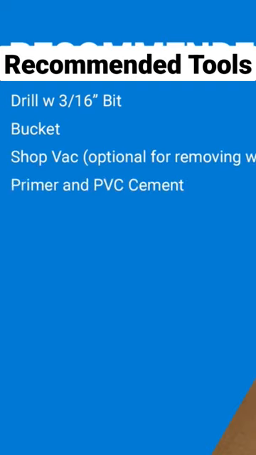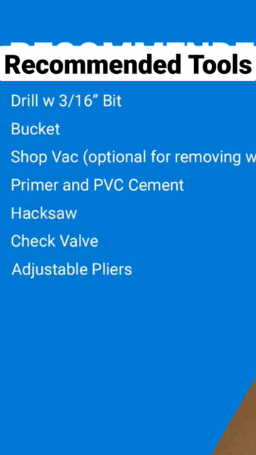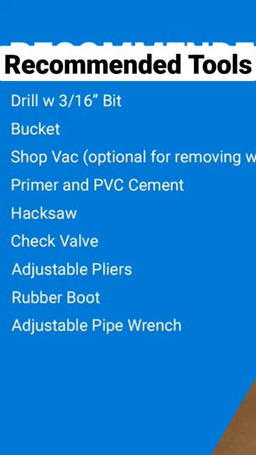We need some primer and some PVC cement. We've got a hacksaw. We've got a new check valve. We need some adjustable pliers. We need a rubber boot. We have an adjustable pipe wrench if we need to really tighten those fittings in. We got some zip ties to hold the cord. Outside of that, maybe some gloves and a couple rags just to keep things neat.